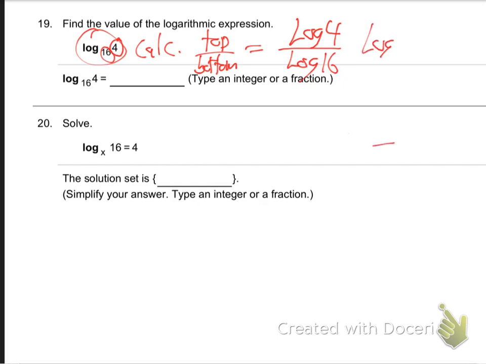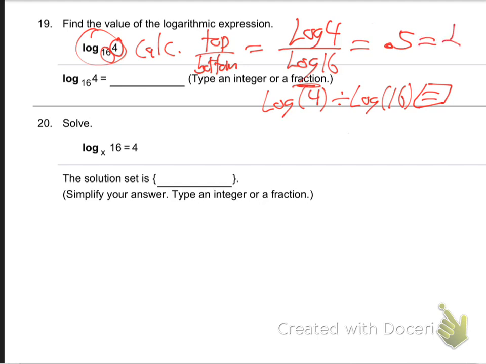It'll be log 4 divided by log 16, hit equals. And I think you should get 0.5. Oh, they want a fraction, so make it a half. So the answer is a half. 0.5 is what your calculator will tell you. It's a half. All right, let's do number 20.